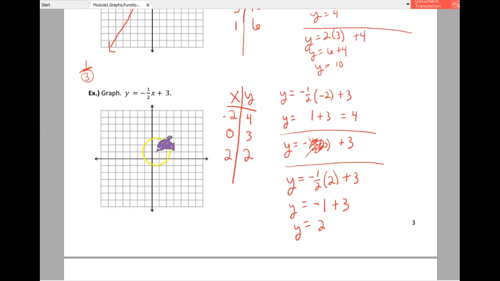I've got 3 points, I'm going to go plot them. So starting at the origin, negative 2, positive 4. 1, 2, 3, 4. Back at the origin, 0. I'm not moving left or right. Up 3. 1, 2, 3. And back at the origin, positive 2 on the x-axis, positive 2 on the y, or the vertical direction.